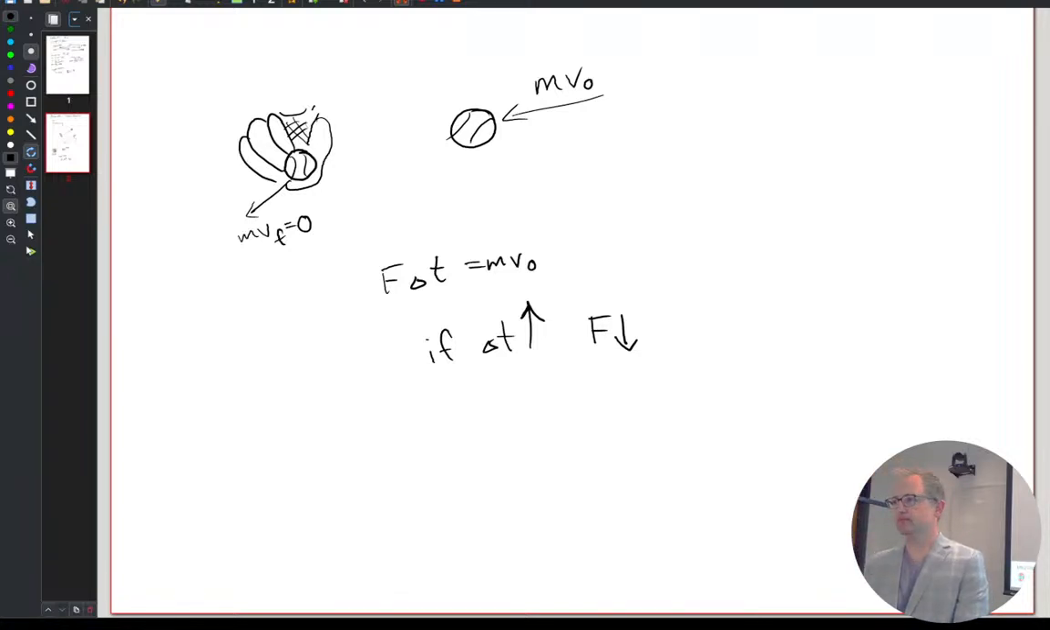Helmets? No impacts for helmets. No football players here? No. No football? Maybe?